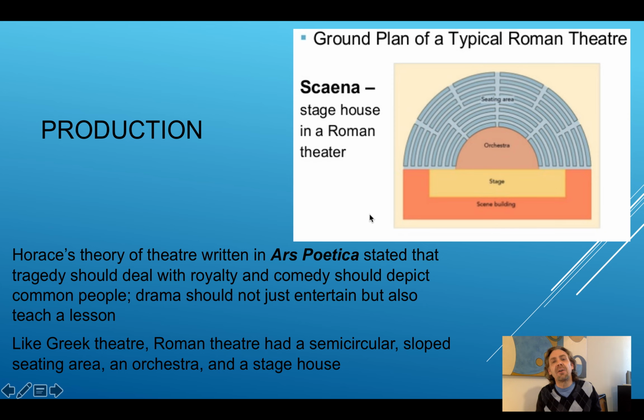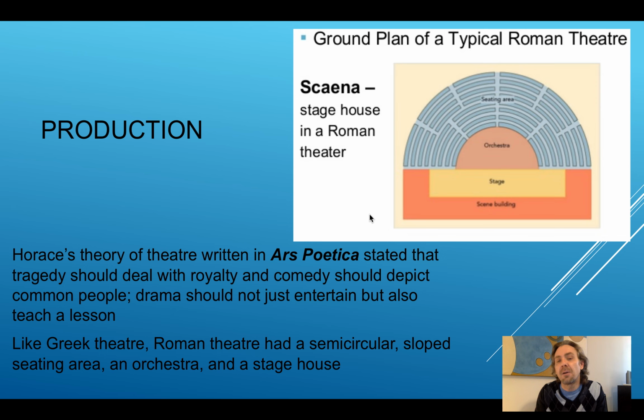Horace wrote a theory of theater that is titled Ars Poetica. And Horace stated that tragedy should deal with royalty, but comedy should depict common people. Drama should not simply entertain, but also teach a lesson.